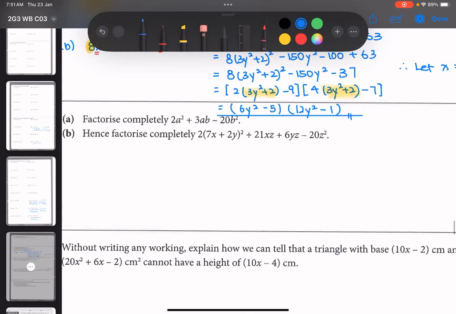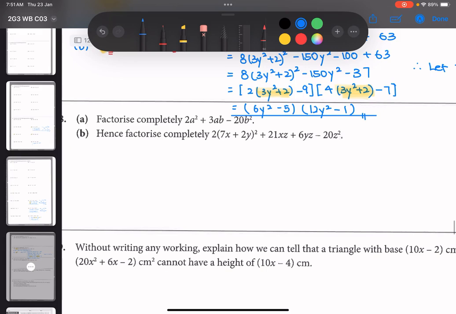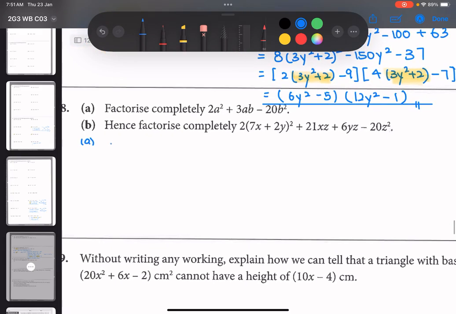Must write small. Okay, part A. I write smaller because later I'll be out of space. I'm going to factorize this term. I write side by side better. Okay, factorize your terms. How you factorize? I don't know. You can find out how to factorize, as long as I have my answers.